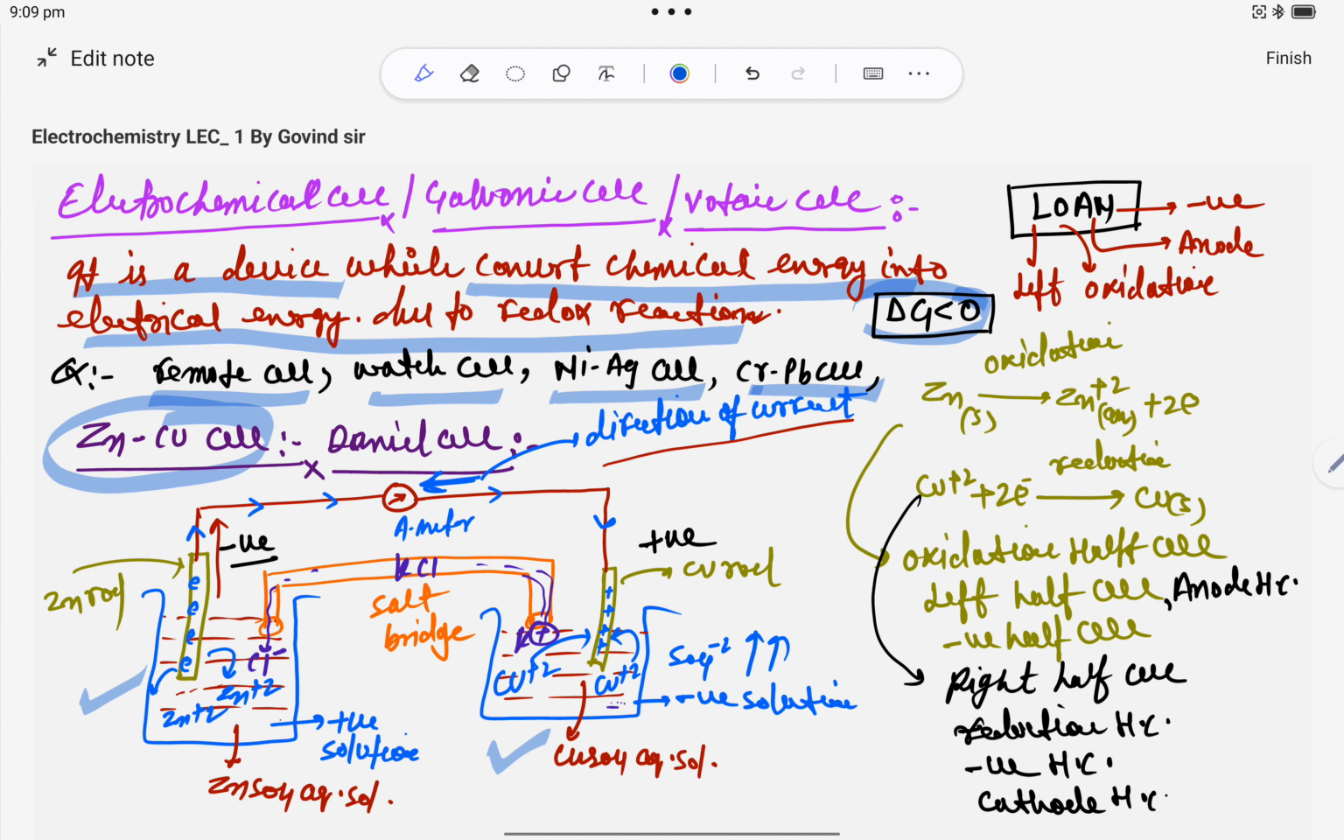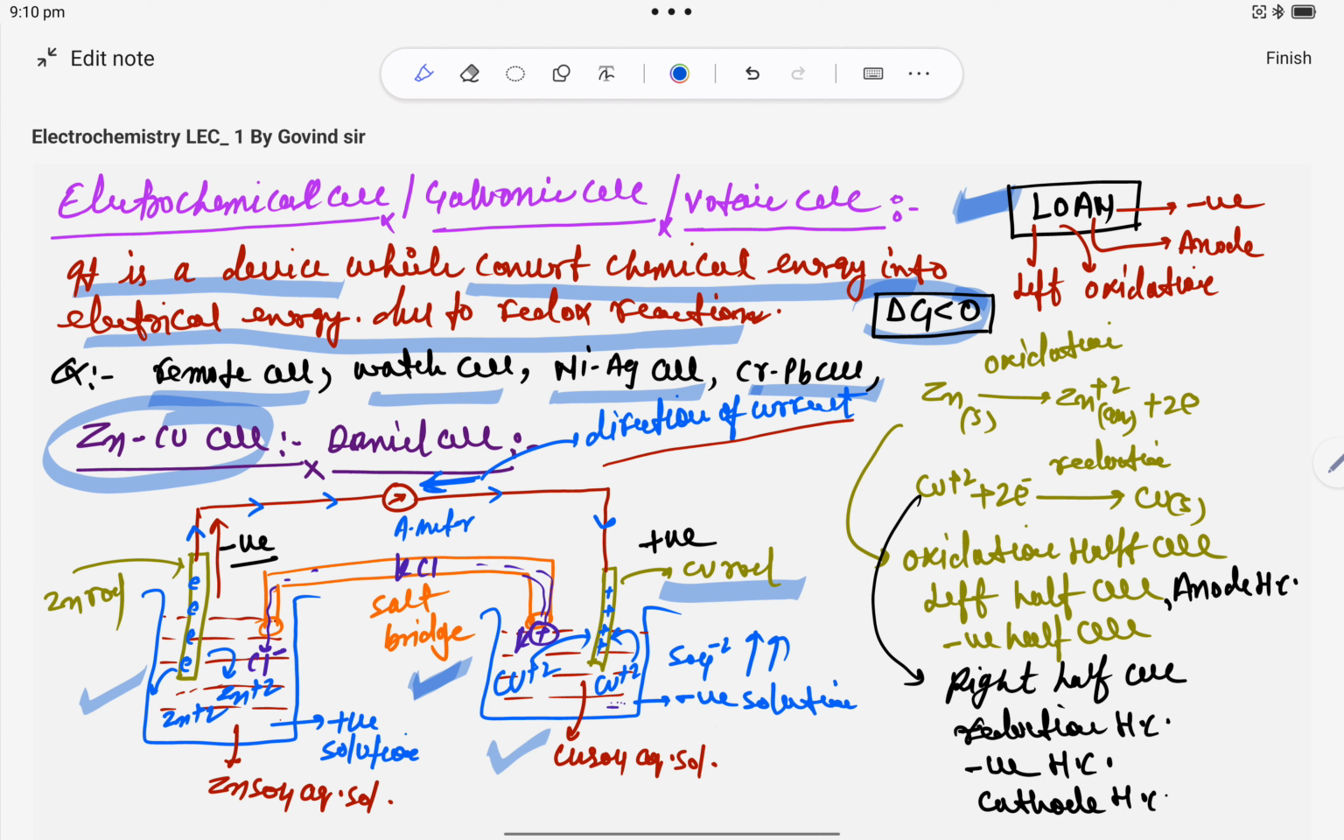Zinc positive ion comes into the solution, then negative charge increases, electrons increase on the rod, and electrons start traveling from the zinc rod to the copper rod, because Cu plus 2 ion is sticking on the copper rod, positive charge increases on the copper rod, and the flow of electron started, then the flow of current also started. But to maintain electrical neutrality, we will use a salt bridge. That's why our cell is working longer. So this is the complete construction of the cell, and this trick also I told you, LOAN, left oxidation, anode negative. Hope it is clear.